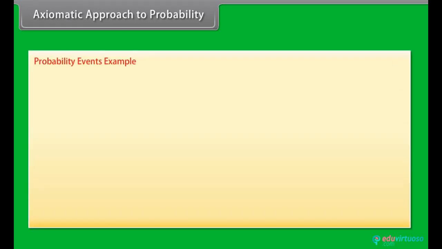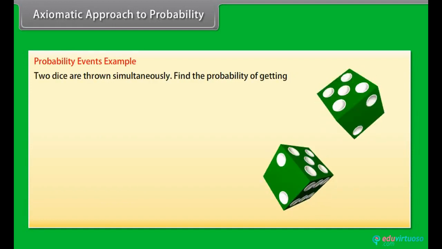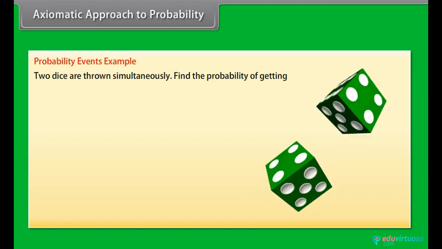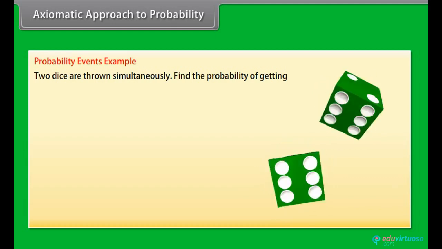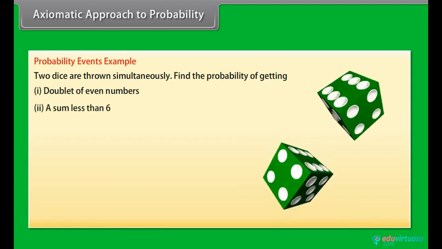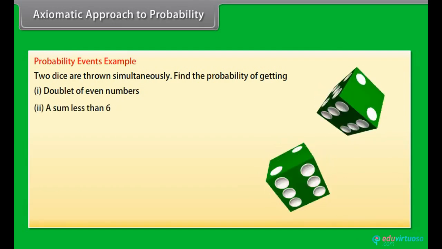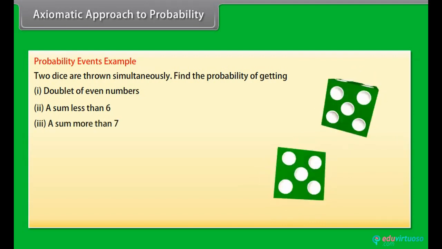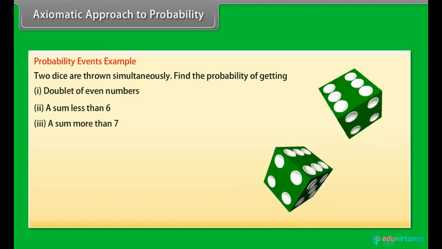Probability of events. Let's have an example for better understanding. 2 dice are thrown simultaneously. Find the probability of getting 1. Doublet of even numbers. 2. A sum less than 6. 3. A sum more than 7.